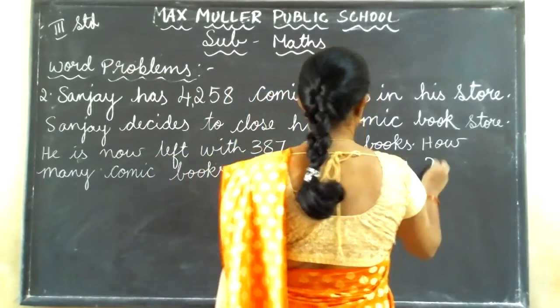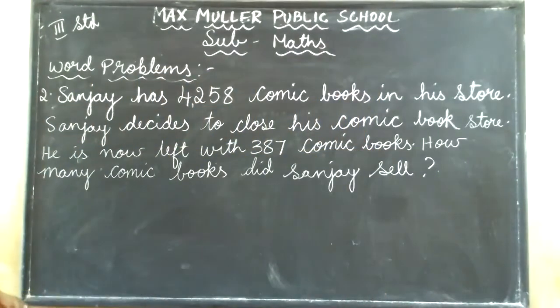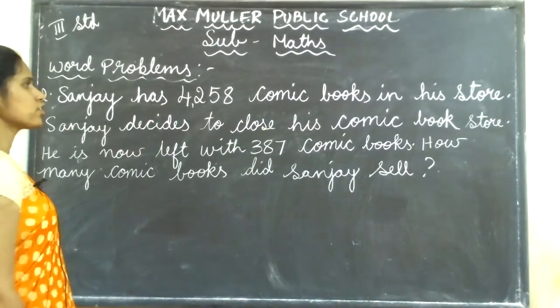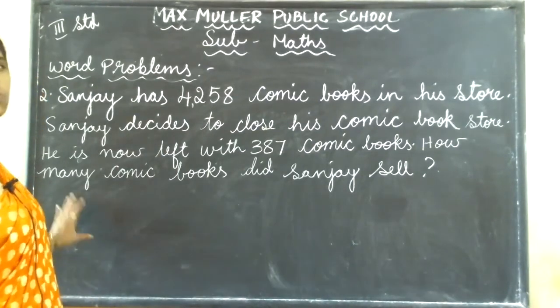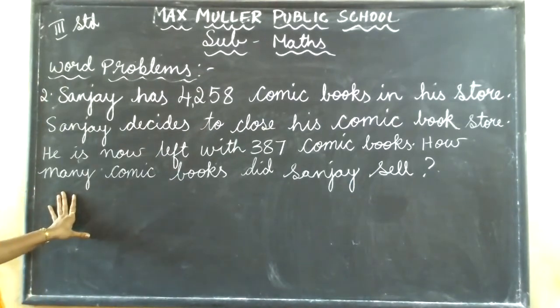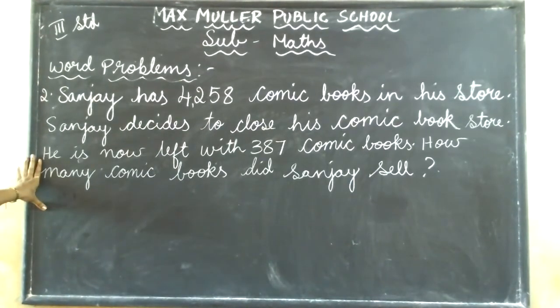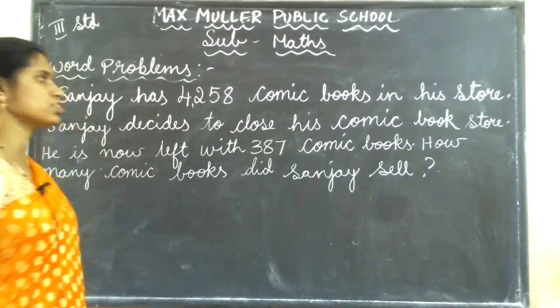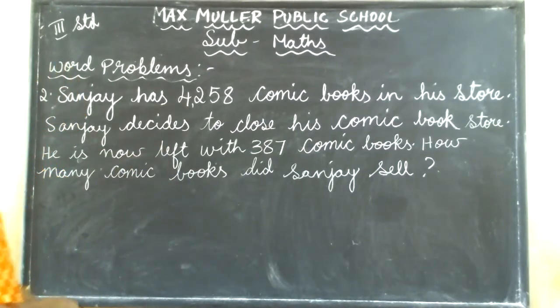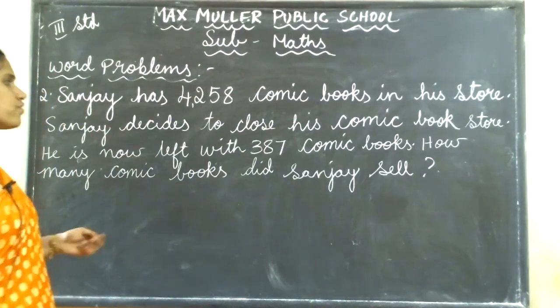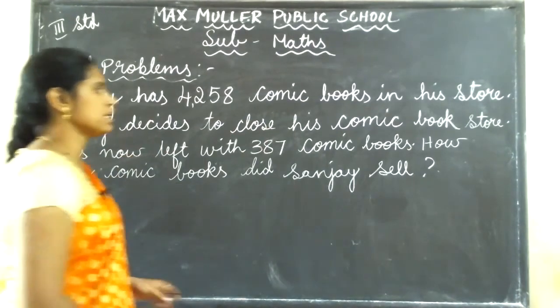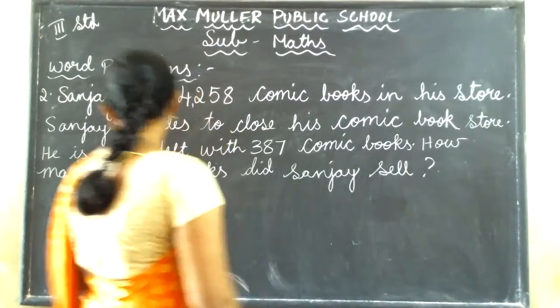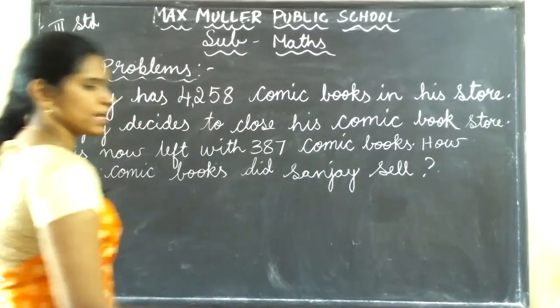sell? So here they have given one word problem. Here Sanjay has 4,258 comic books in his store. Store means he's having one shop. He's having comic books. So Sanjay decides to close his comic book store. He is now left with 387 comic books. How many comic books did Sanjay sell?